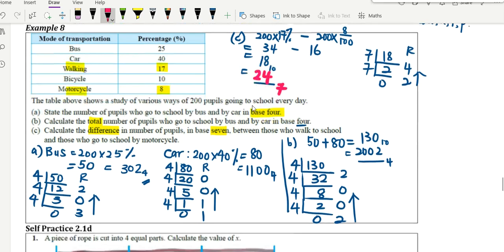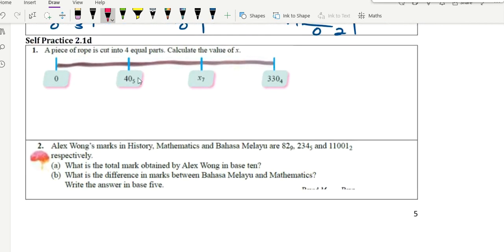Okay. Continue. Alright, this is self-practice 2.1D from your textbook, page 50. Question 1 here. A piece of rock is cut into, typing error here, yeah? It should be 3 equal parts. By looking at this diagram, this rock is cut into 3 equal parts. Part 1, part 2, and part 3 equal parts. Meaning all the lengths are the same. Calculate the value of x.